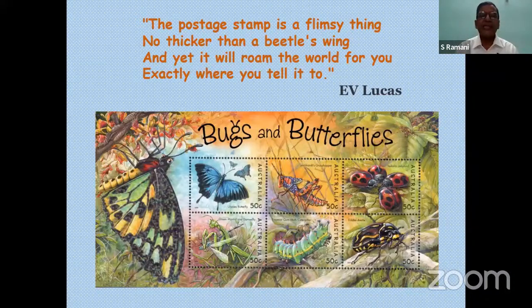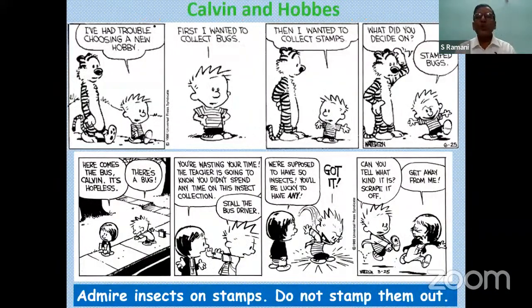This will be the last slide where I have shown you two cartoon strips, wonderful, representing the hobby. Here he says, I've had trouble choosing a new hobby. Then the tiger asks him, what did you? First, I wanted to collect bugs. Then I wanted to collect stamps. Then what did you decide on? Stamped bugs, he says. That is, I started stamping bugs instead of collecting bugs or stamps.